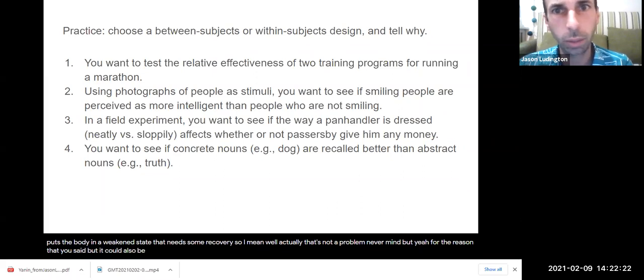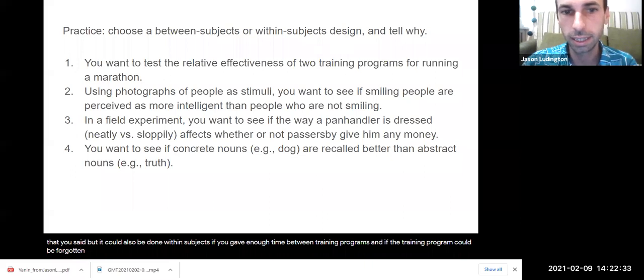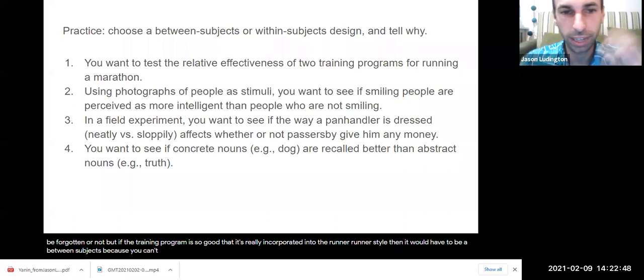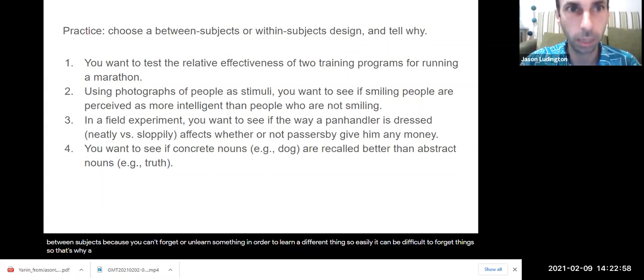But it could also be done within subjects if you gave enough time between training programs, and if the training program could be forgotten or not. But if the training program is so good that it's really incorporated into the runner's style, then it would have to be between subjects, because you can't forget or unlearn something in order to learn a different thing so easily. It can be difficult to forget things. So that's why a between subjects design would be good.